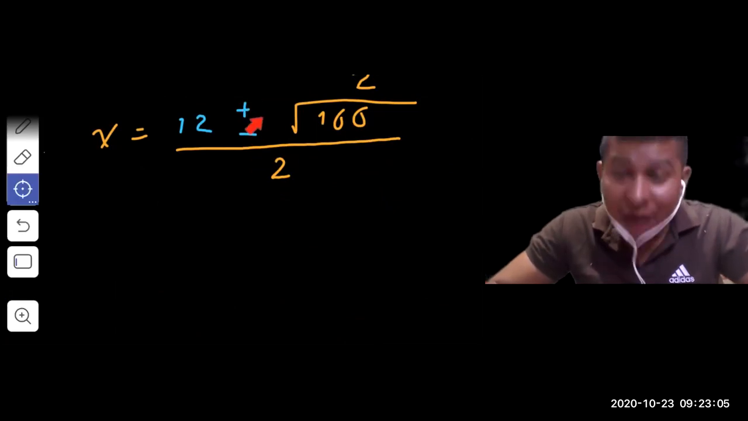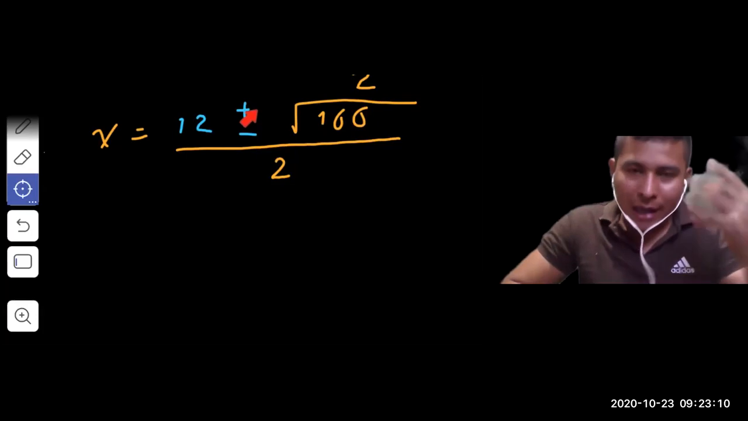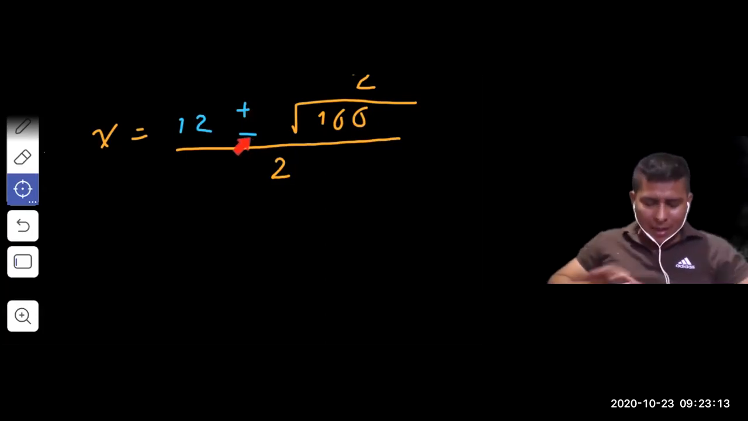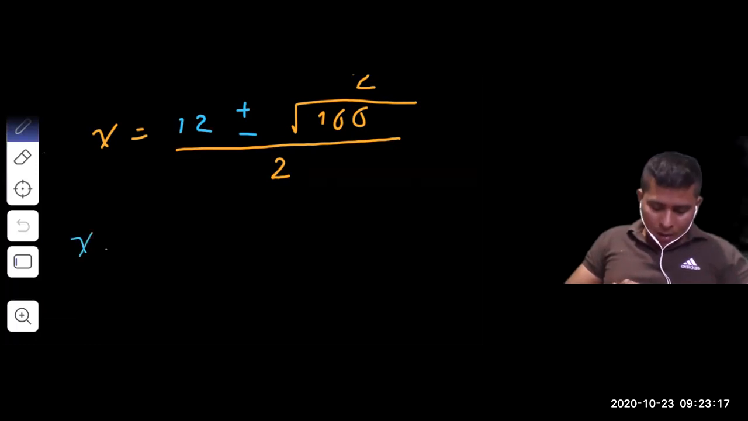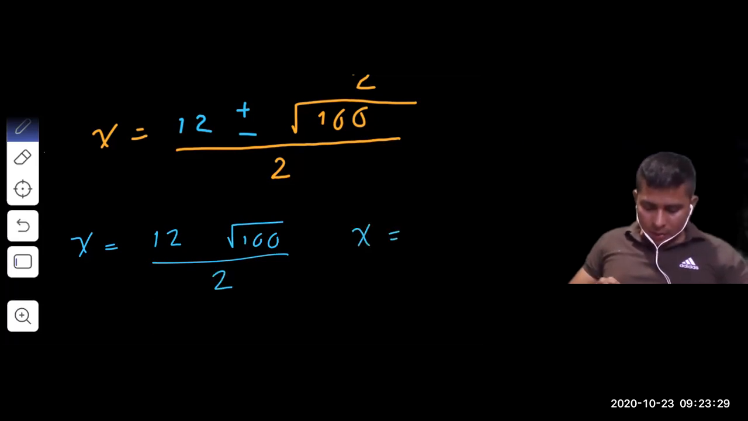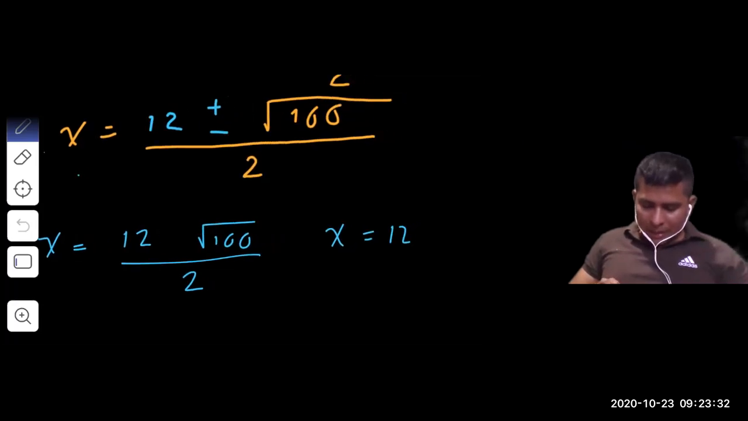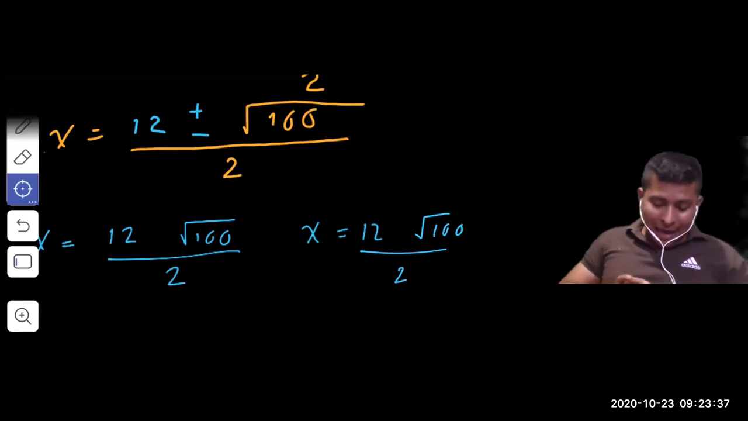This positive and negative means that you're going to have one solution with positive and another solution with negative. Let's see. Then copy x equals 12, square root of 100, over 2. And the other one, x equals 12. I'm just copying this. I just recopy what I got. I told you we're going to have two solutions, one positive and the other negative.